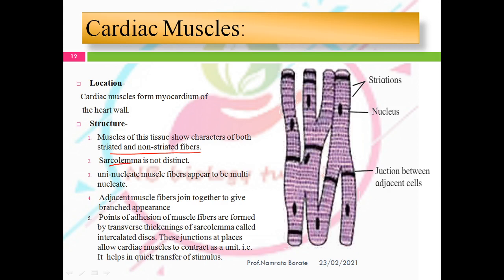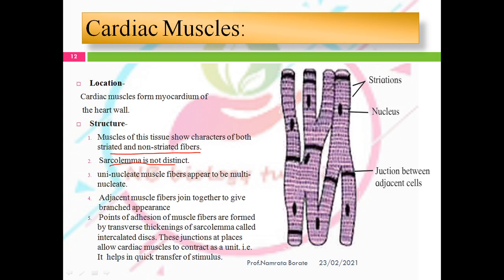The sarcolemma is not distinct. They are uninucleated muscle fibers that appear to be a multinucleated structure. Basically, these fibers are uninucleated but appear as multinucleated. The adjacent muscle fibers are joined together, so that gives rise to the branching appearance. This is the second important point in case of the cardiac muscle, that the adjacent muscle fibers are joined together and give a branched appearance.